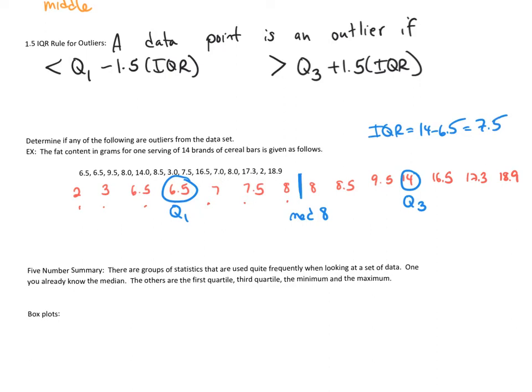So now remember, we're trying to determine if there are outliers in this set. So what I'm going to do is use the IQR rule. I'm going to calculate when a value is less than Q1 minus 1.5 IQR.